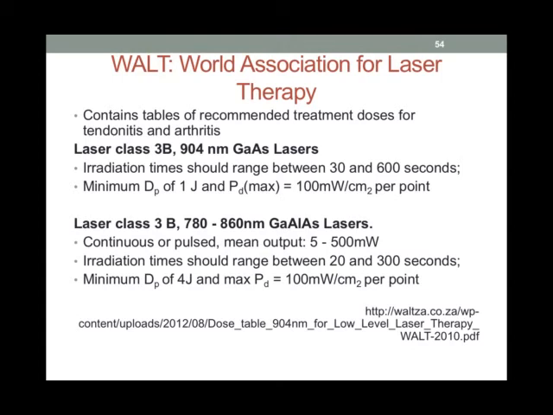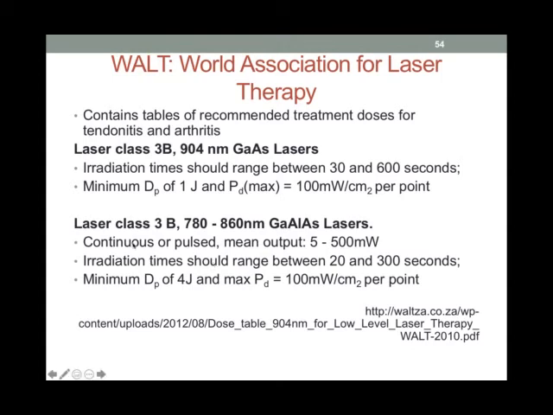So if we look at the 904 nanometer gallium arsenide lasers, their general recommendation is that the laser should be applied for between 30 seconds and 5 minutes, with a minimum dose per point of 1 joule and a maximum power density of 100 milliwatts per centimeter squared for each point. Okay, and again, we will go over what that means in a little bit, and we'll do more of it in the lab.